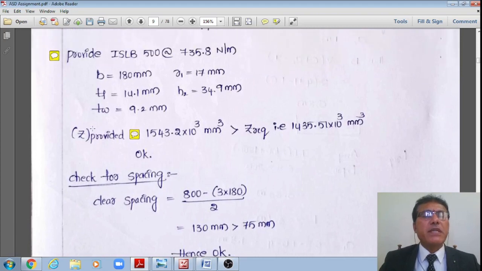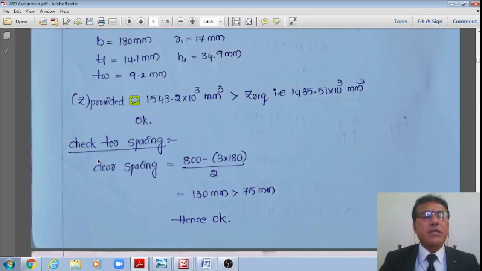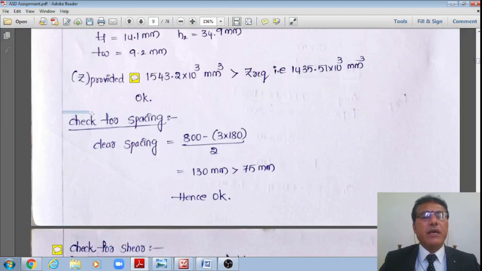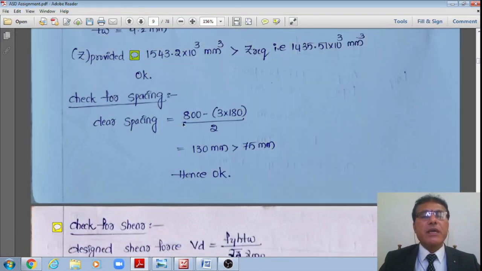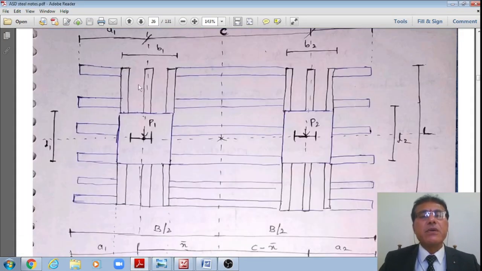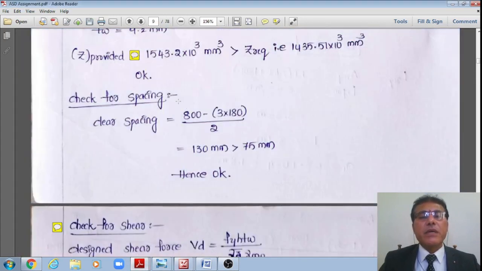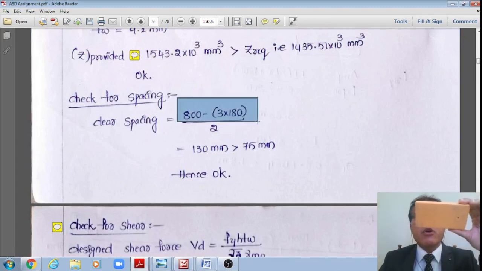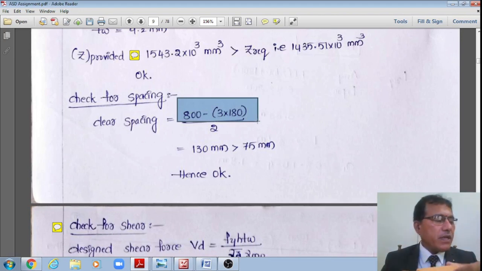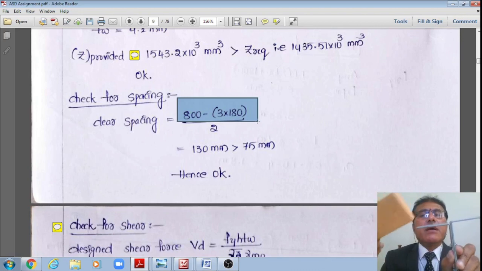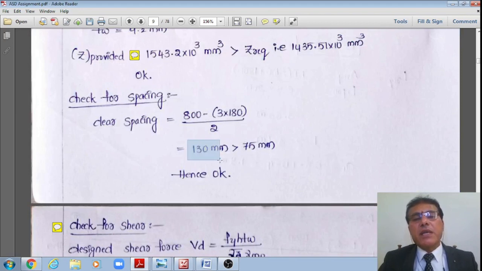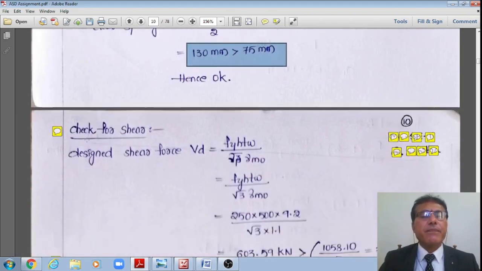Once prima facie the section is okay, let me check whether it is okay in all other criteria. First check is a check for the spacing. What is the clear spacing? If I have three beams, therefore 800 is the width of the base plate within which I want to accommodate 3 webs of 180 mm width each. Then between 3 beams 2 spacings will be there, that divided by 2. Therefore, it works out to say 130 mm, which is greater than 75. Therefore, it is okay. First check is okay.